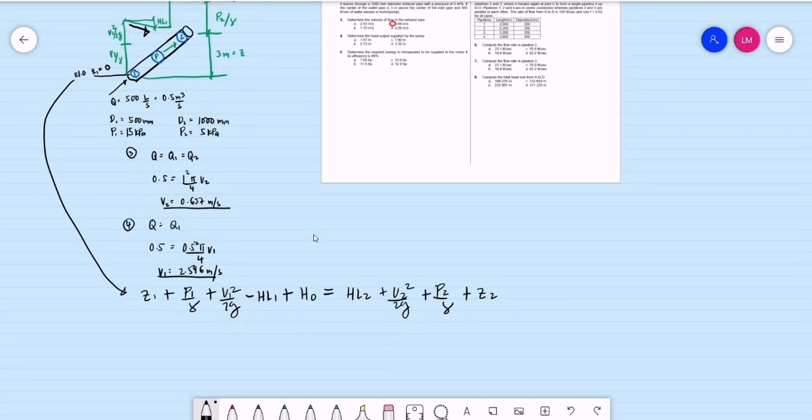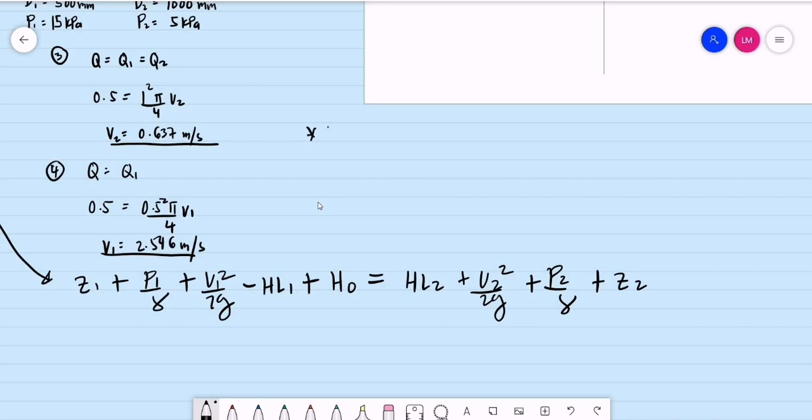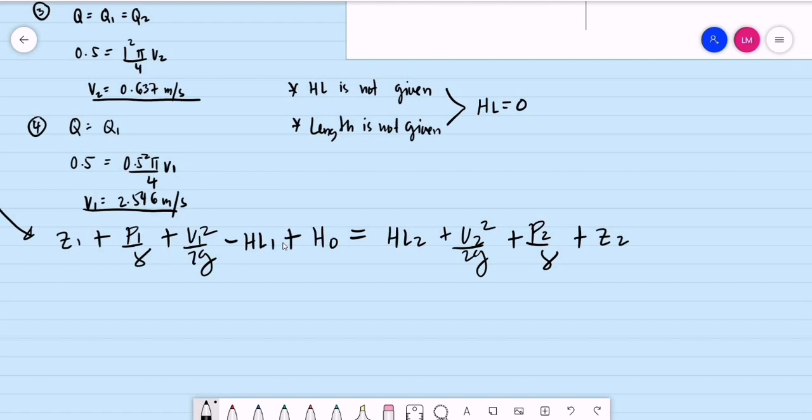Now all we have to do is substitute. So what will be the value of the head losses? For this problem, no head losses are given, and we don't have the length of the pipe. If these are the cases, usually we assume head loss to be 0 for board exam problem solving. So we assume head loss is equal to 0 for this case.